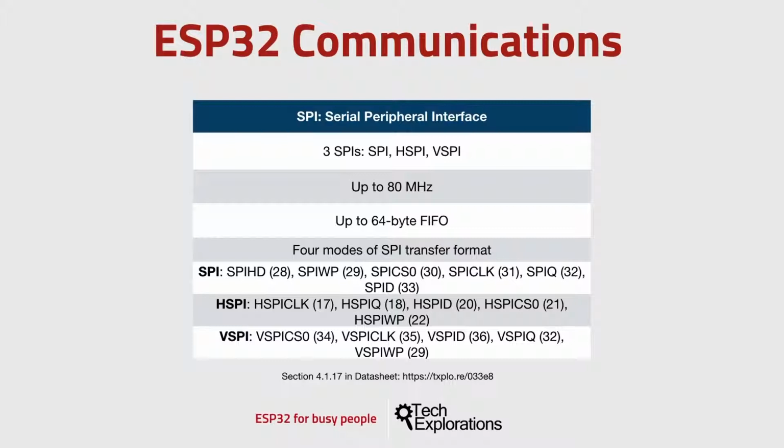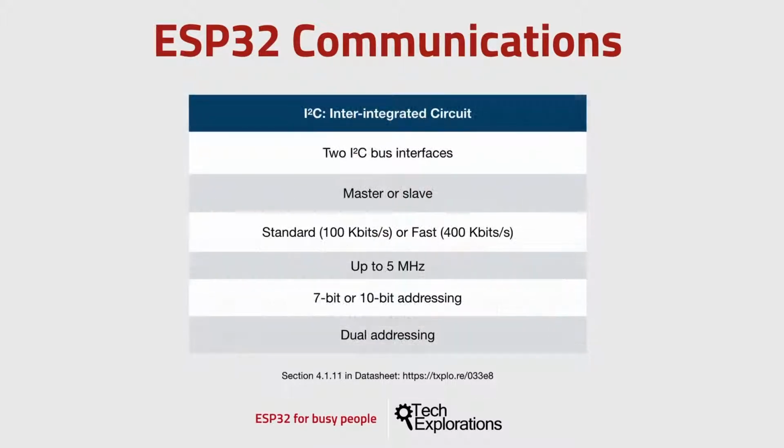Then we've got 3 SPI channels, SPI, HSPI, and VSPI, all of them up to 80 megahertz in frequency. The ESP32 contains 2 full I2C bus interfaces, and they can be configured to operate as a master or a slave, standard or fast mode. We'll be using I2C in this course to connect the ESP32 to things such as sensors, in particular the BME280 and the LCD screen with the I2C backpack.